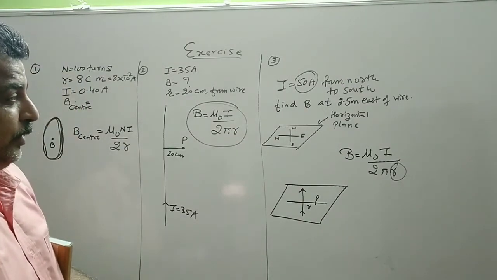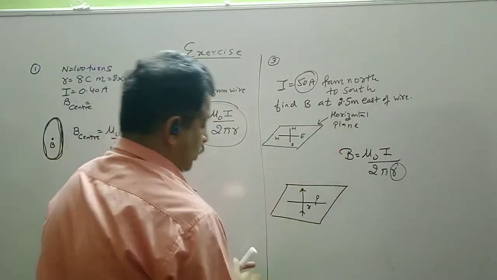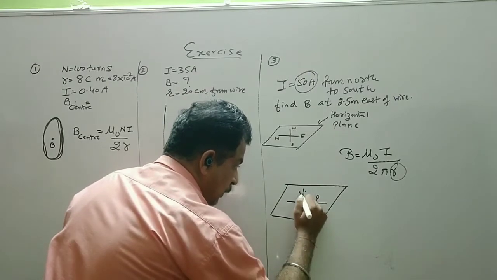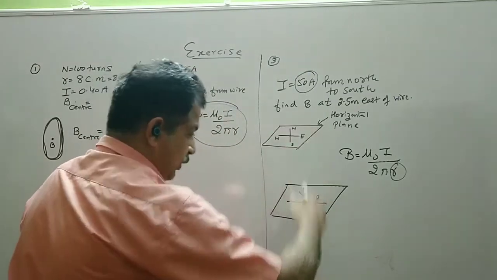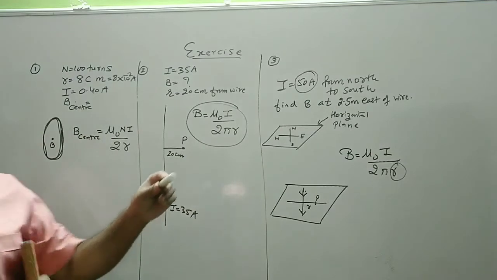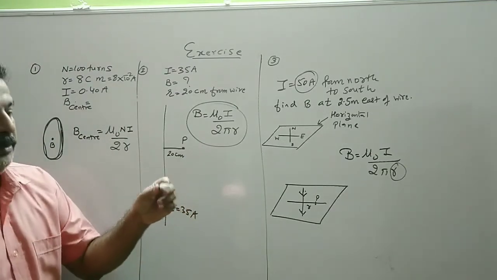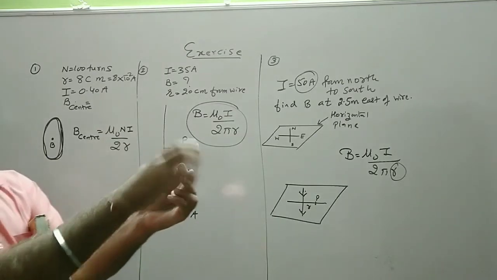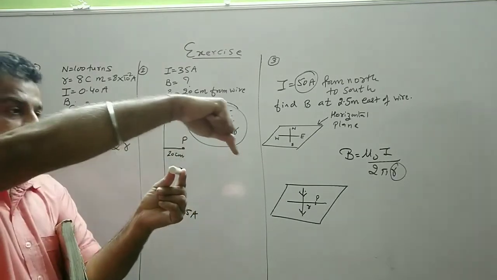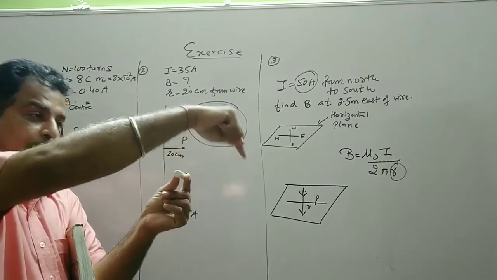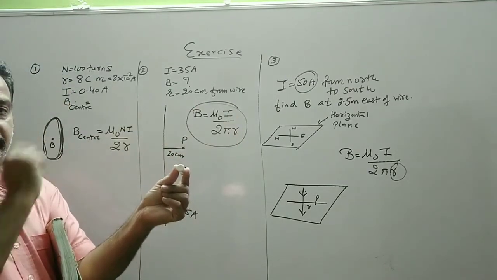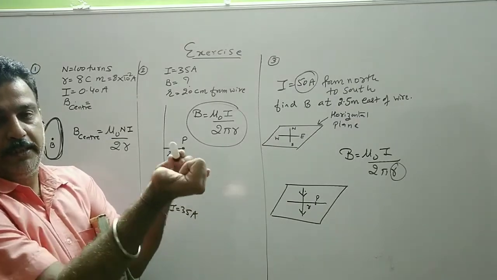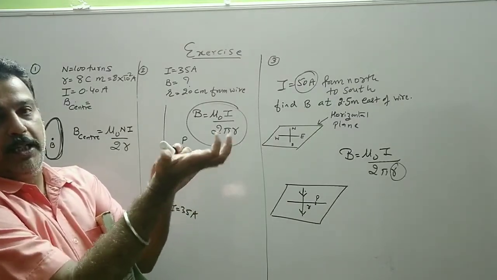So current is flowing from north to south. So this is north south. So let us see the situation here. This is my horizontal plane. This is my north pole. This is my south pole. Here the point is on the east and this is the west. Current is flowing from north to south. So my thumb will be coming out.